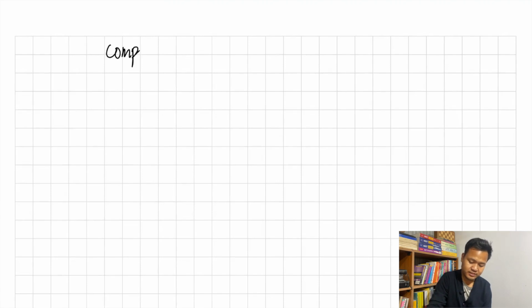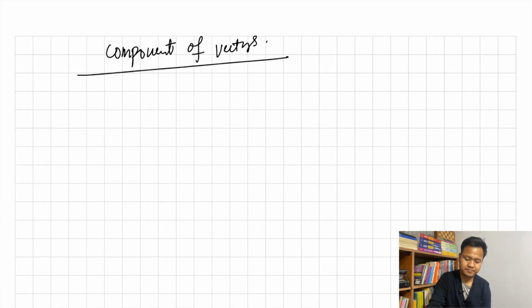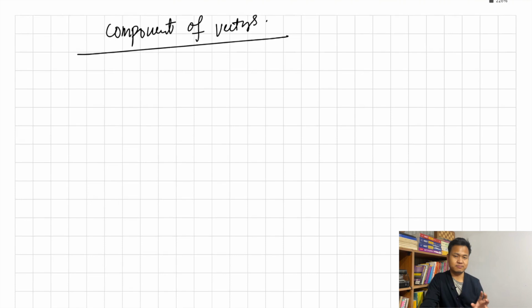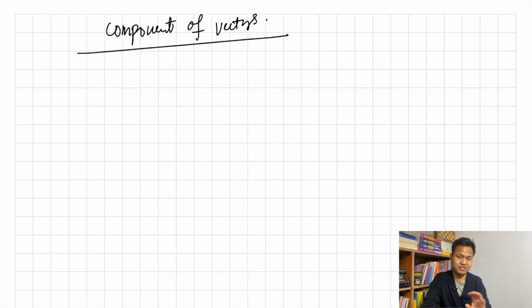In part 1 we covered the basic terms: addition of vectors, product of vectors, and so on. In this video we will look at components of vectors and displacement vectors. First, let's see components of vectors. It is also called resolution of vectors. Both are the same thing.